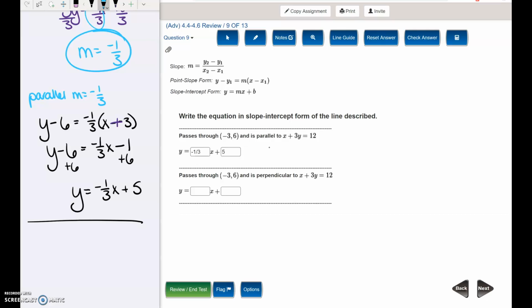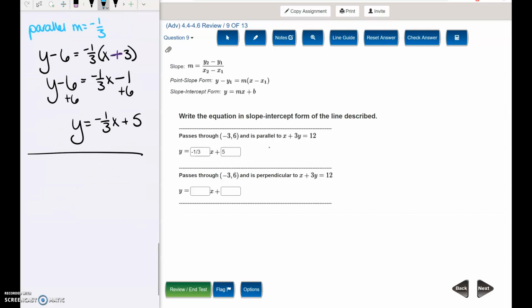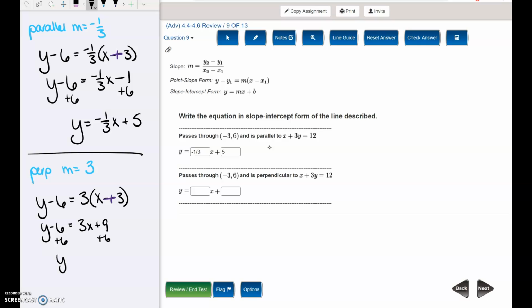Next, we want to do one that is perpendicular. Perpendicular to -1/3 is +3. So y minus 6 equals 3 times x minus a -3. That's actually a plus. Y minus 6 equals 3x plus 9. Add 6 on both sides. Y equals 3x plus 15. Notice the x is there, so 3x plus 15.